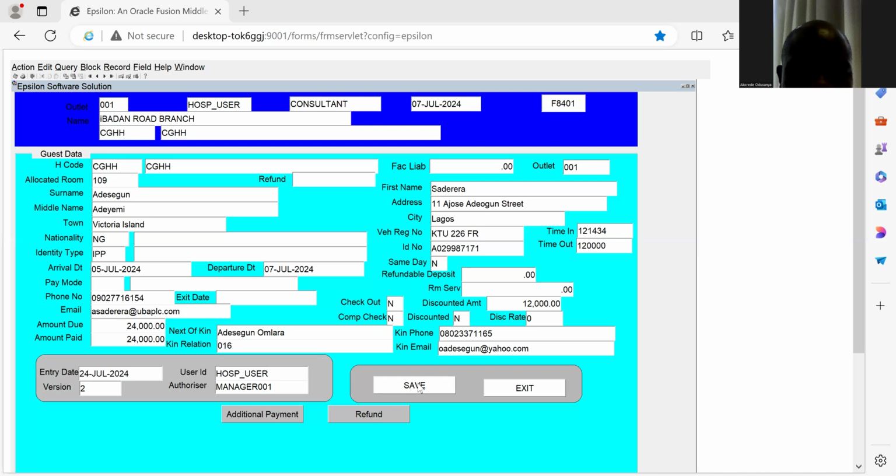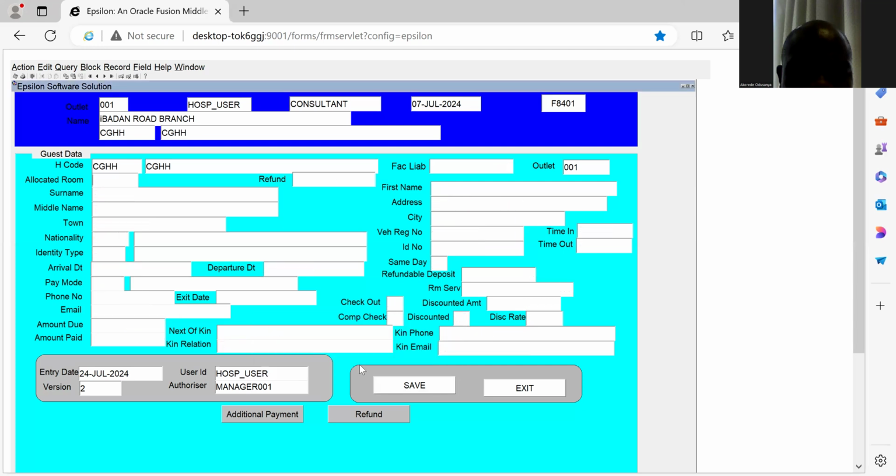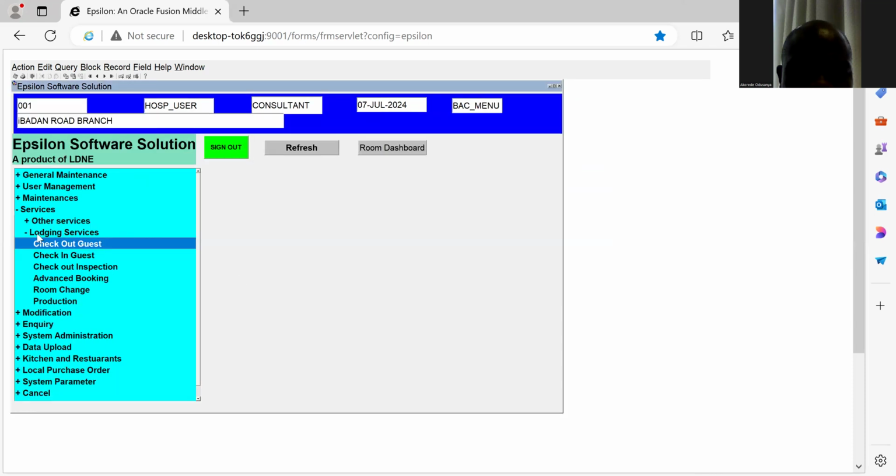So in this case, I don't expect this person to be prompted. All I just say is save, and the system is supposed to save, which is correct. The system checks out the customer with this code successfully. The other entry that will pass, the system also informs us. So this is fine, and this is okay. If I go back to my inquiry, that room 109 will now be available.